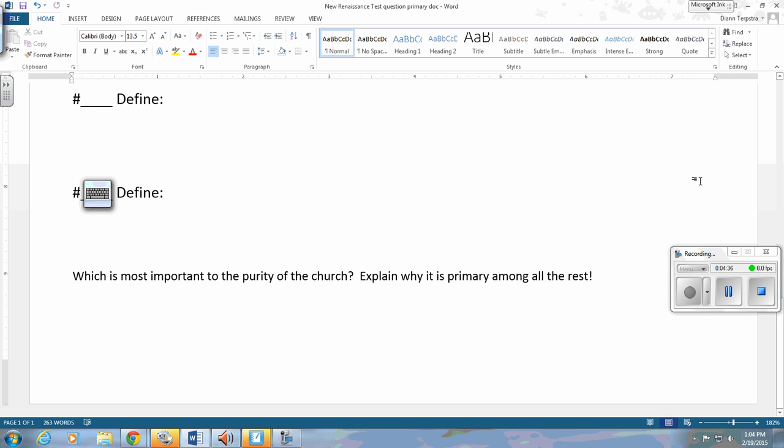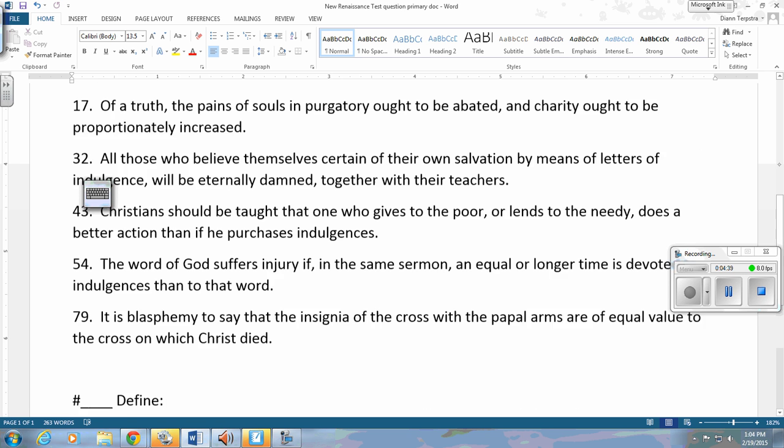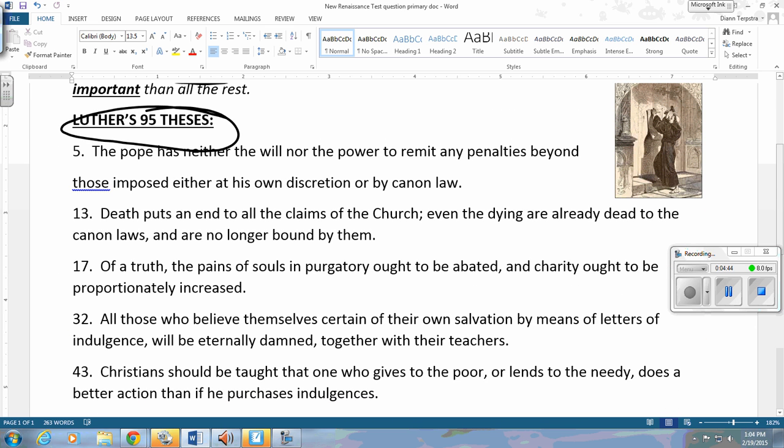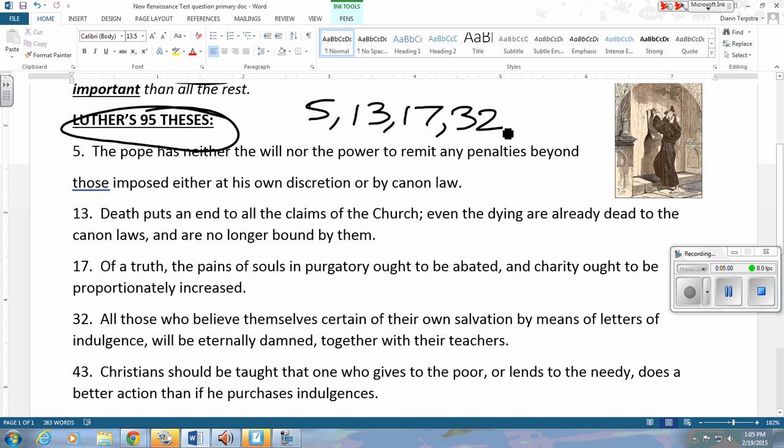Now you'll notice it would be too much to have you look up all 95 theses. Goodness sakes, that's too many. So we are going to eliminate some of those options. You can choose from these numbers. So write these down. You can choose from either number 5, number 13, number 17, number 32, number 43, number 54, or number 79. Okay? Pick from those two, define them in your own words, and then connect them to class learning.